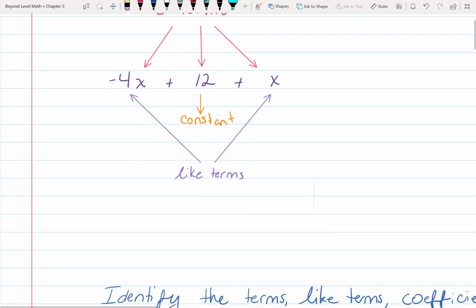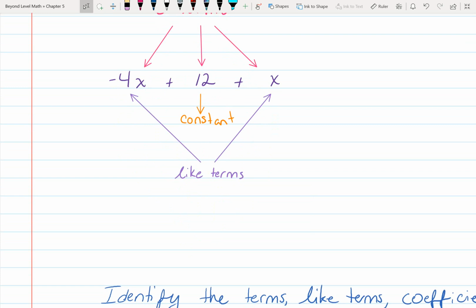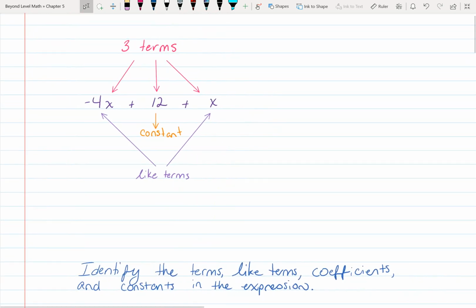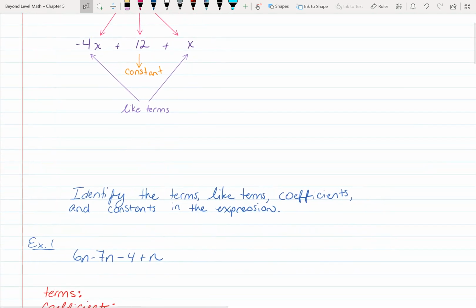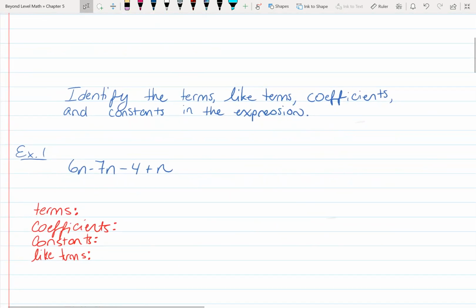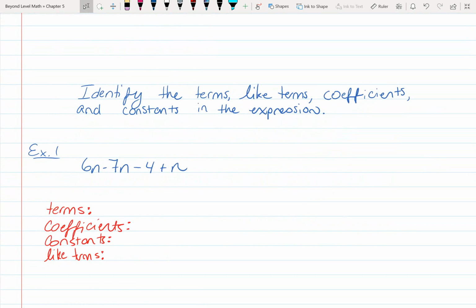Alrighty. Let's go ahead. Today, before we start simplifying, we are identifying and labeling the terms, like terms, coefficients, and remember the coefficient is the number that's attached to the variable, and the constants. So in this expression, example 1, we've got 6n minus 7n minus 4 plus n. If you want to get out your colors or your highlighters, go ahead and do that now.